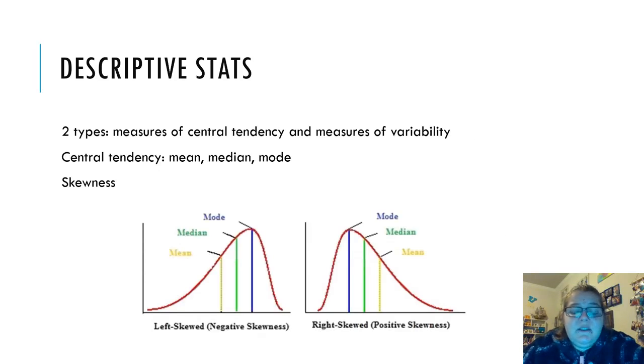So for descriptive stats, there are two different ways to approach this. There's measures of central tendency and measures of variability. Measures of central tendency are going to be the mean, the median, and the mode. The mean is just the average. Just add them all up, divide by however many people you collected data from, that is your mean. Your median is the number in the middle of your data set. Your mode is your most common number in the data set. So in a normal distribution, all three of these should be the same.